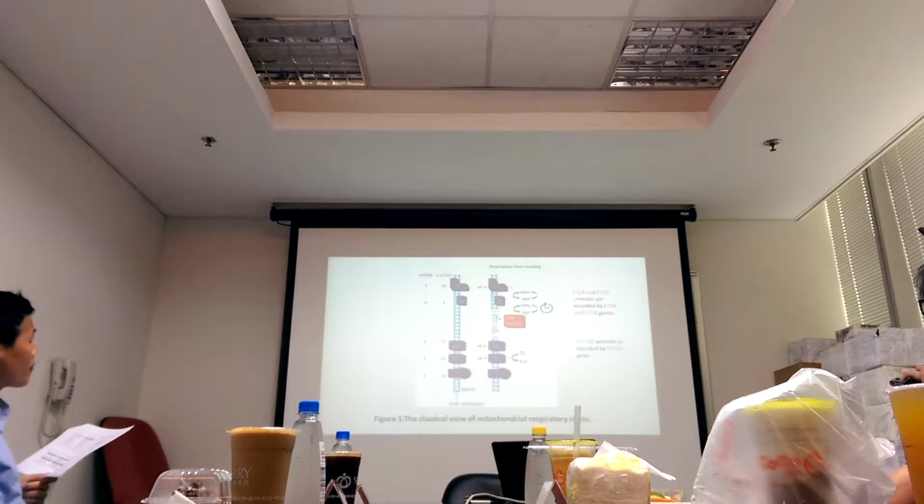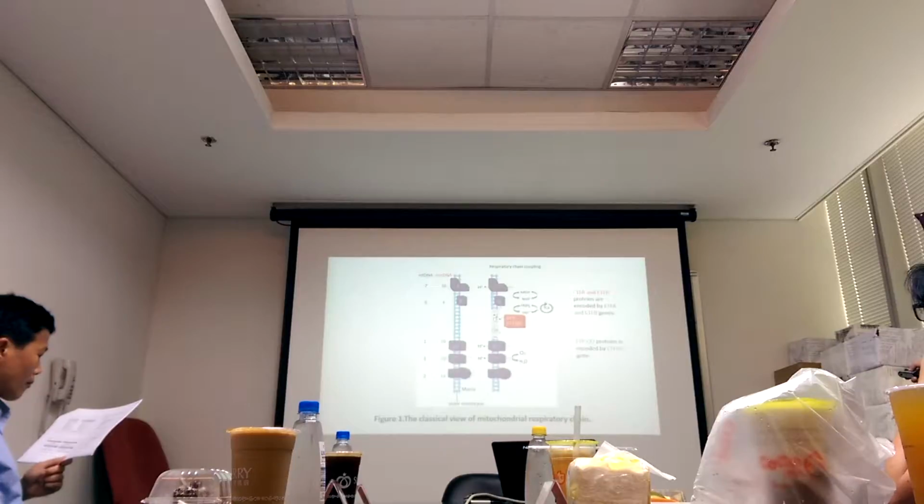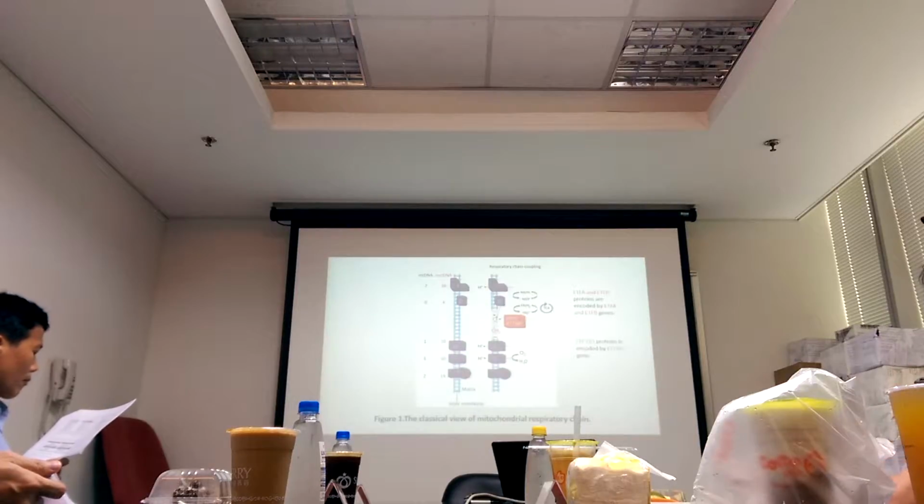Let me introduce the ETFA and ETFB proteins. ETFA and ETFB proteins are encoded by the ETFA and ETFB genes. The same with the ETFQO protein, which is encoded by ETFDH. So ETFQO is a protein encoded by ETFDH.